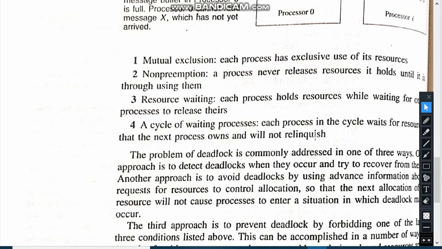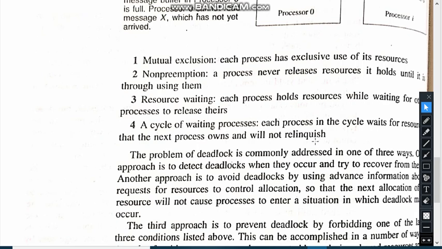And last is circular wait. In circular wait, each process in the cycle waits for a resource that the next process owns and will not relinquish. Here a process is waiting for the resources held by the second process, which is waiting for the resources held by the third process, and so on. So these are the four necessary conditions for a deadlock to occur.